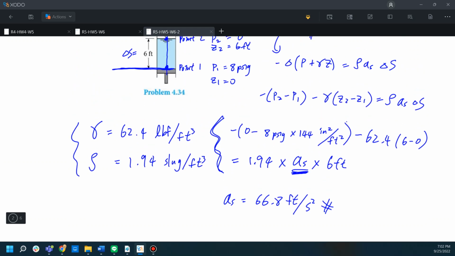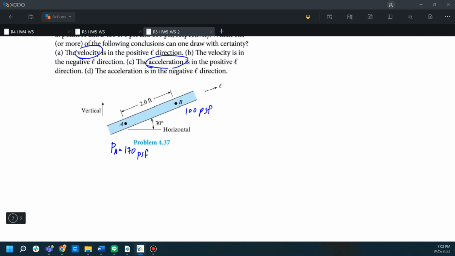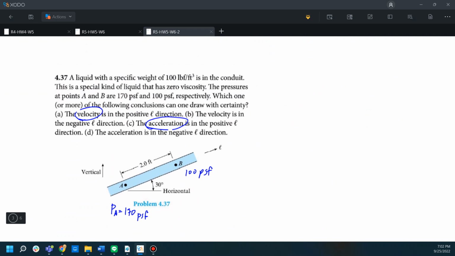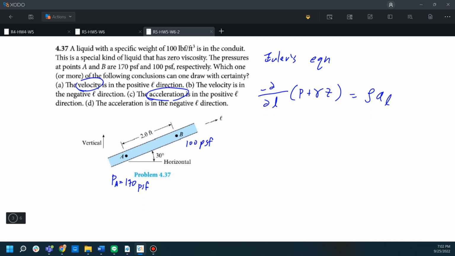Yeah, so we just continue our momentum from the previous question, where we have the Euler equation here. So what can the Euler equation provide us? Let's see. The Euler equation again looks like: partial of P plus gamma Z, partial L, is equal to rho a_L. Okay.